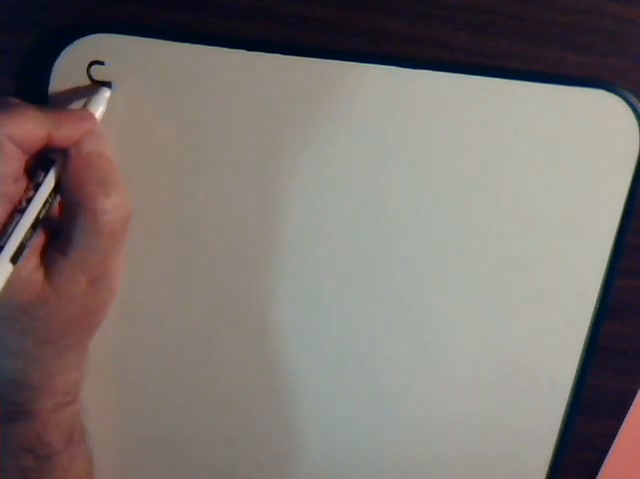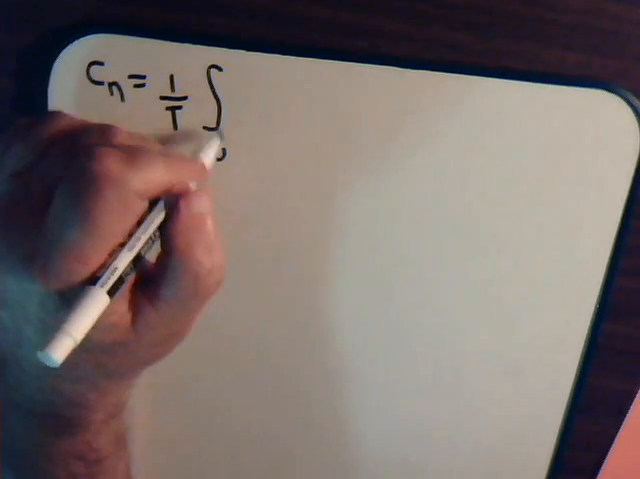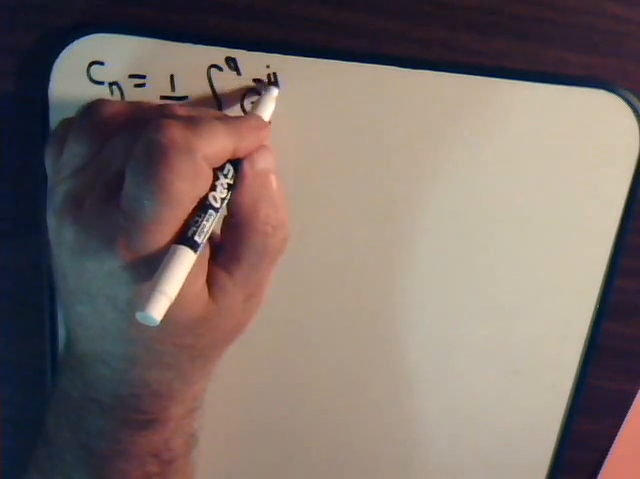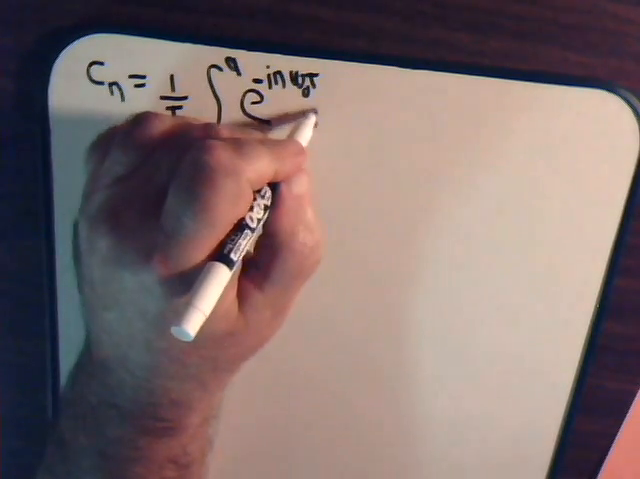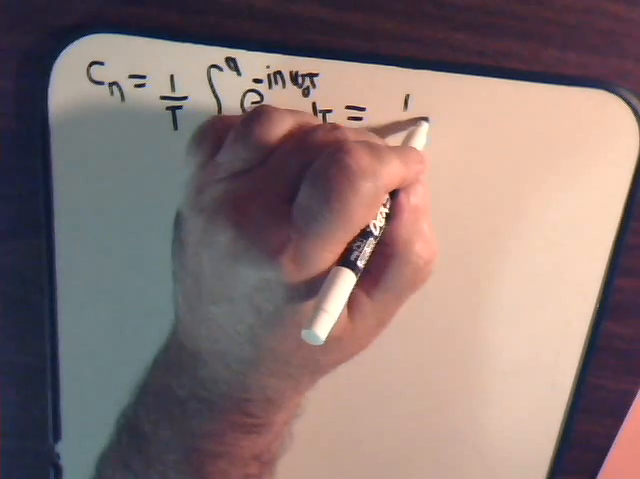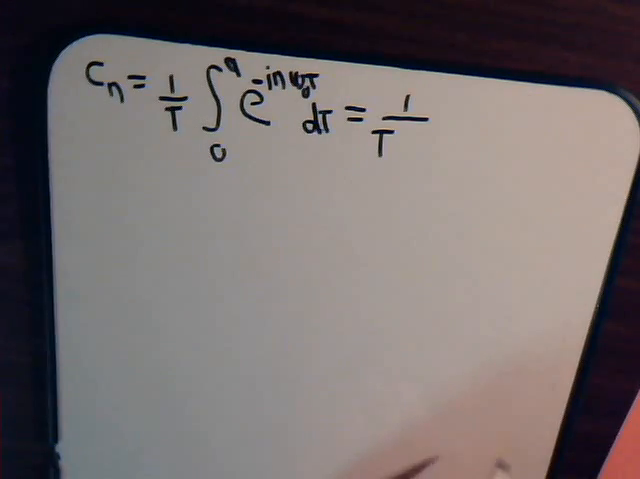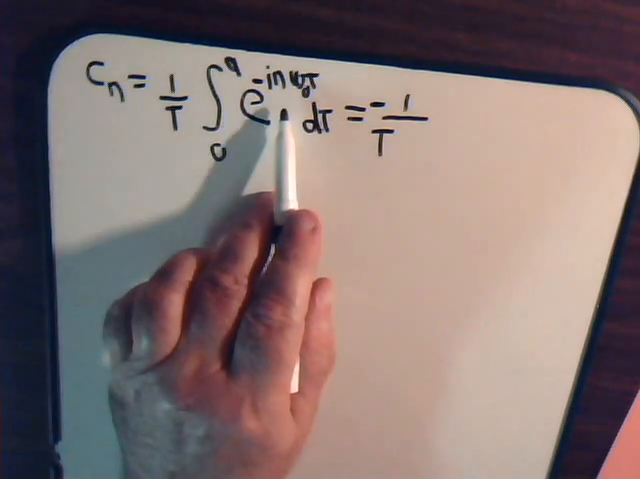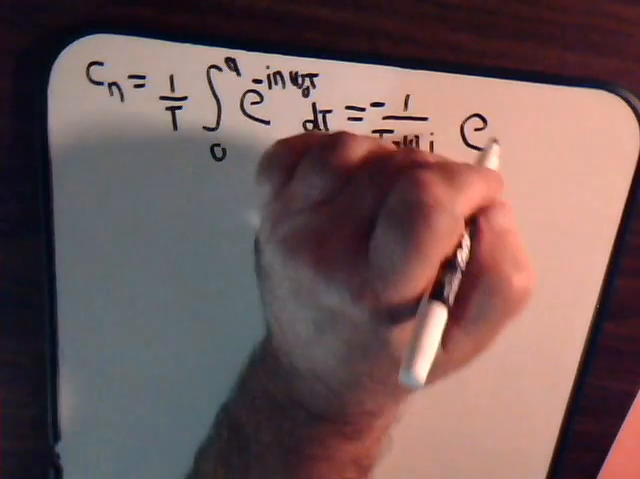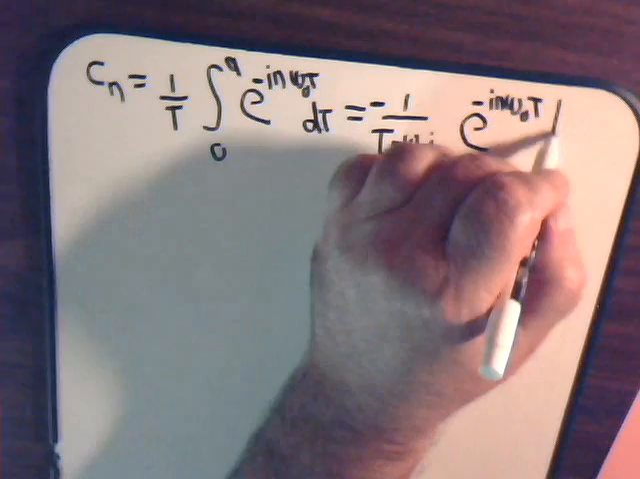We will have c sub n equal to 1 over T, the integral from 0 to a, and f of t is just 1, so we have e to the minus i n omega t dt. So this is pretty straightforward to integrate. We will have 1 over T, and this part of the exponent comes down in the denominator outside of the integral, so we'll have minus i n omega, times e to the minus i n omega t, and t goes from 0 to a.